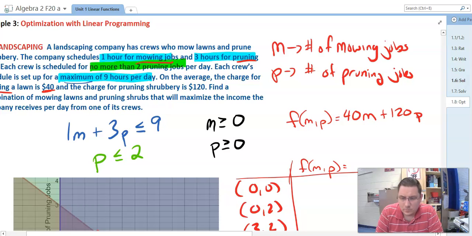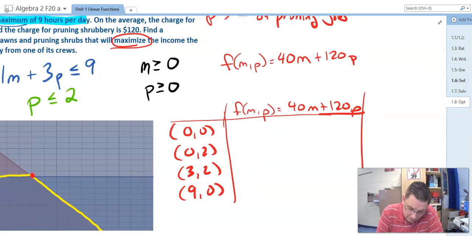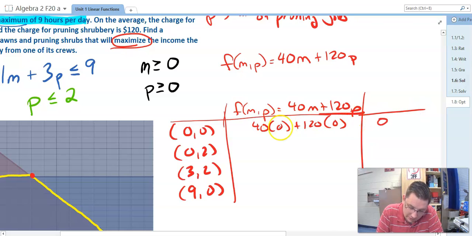Now, that's what we're going to put here. And so we're going to try it for each one, figure out which is our max, because that's what we're trying to get here, right? We're trying to maximize the income. I don't care about the minimum in this problem, okay? And so we plug it in for each. So 0 plus 120 times the 0, that is going to give me 0. And then here I've got 40 times the 0 plus 120 times the 2, so it's going to be 240.